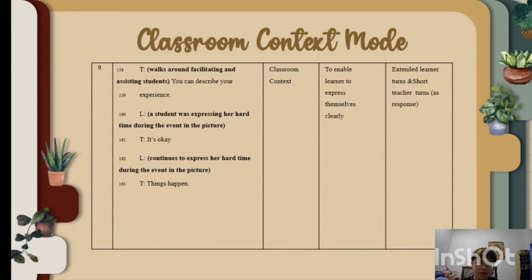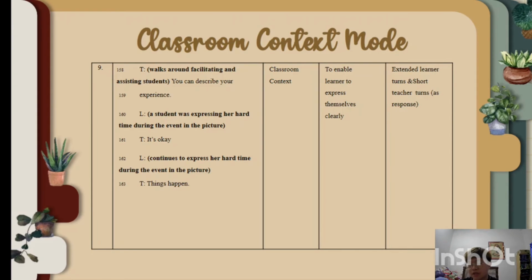So we can see that the table below shows the analysis of the classroom context, pedagogical goals, and interactional features with examples of the transcription. The scene starts with the teacher walking around, facilitating and assisting students. The teacher says, you can describe your experience. A student was expressing a hard time during the event in the picture. The teacher answered, it's okay. So the student continues to express a hard time during the event in the picture. The teacher comforted her with, things happen.